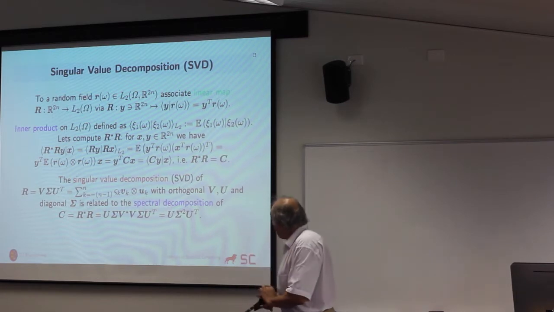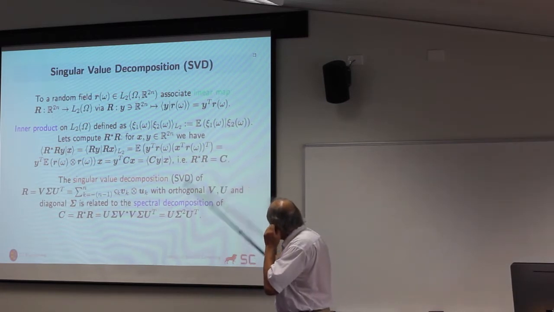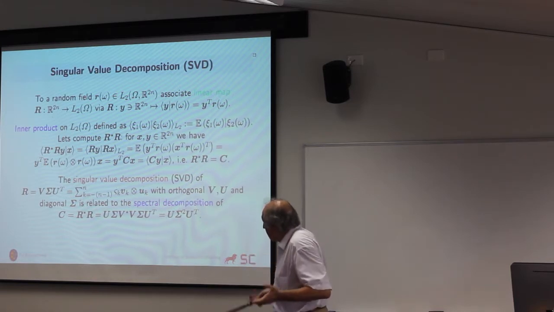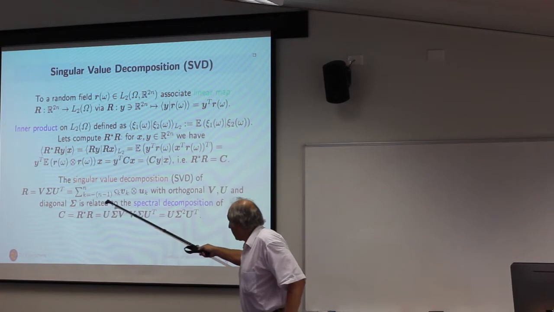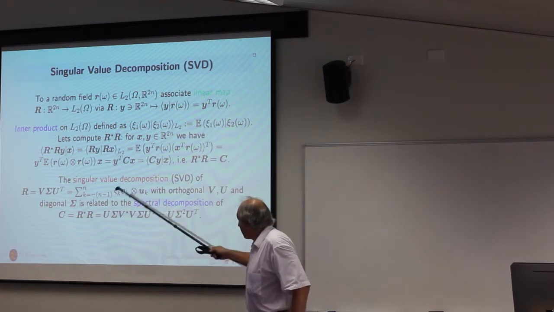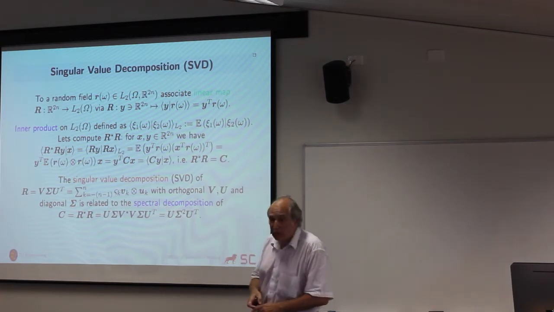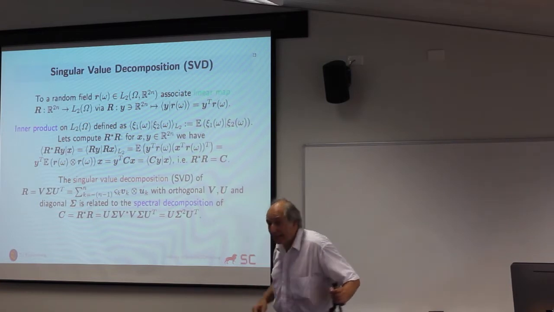Okay? And of course, the eigenvalue decomposition of C is the singular value decomposition of this R, sorry, here. And here again, this is how we write this. And from this, we get again the Karhunen-Loève expansion of little r. Okay?